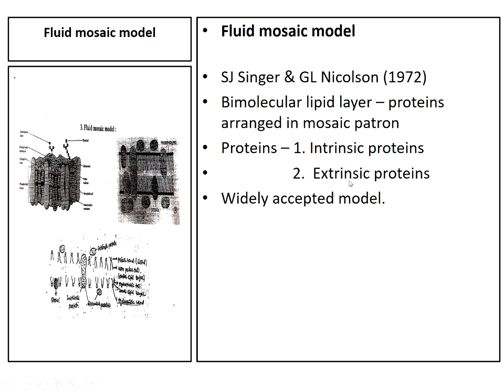Next, the second one is the extrinsic proteins. These are the extrinsic proteins. They are also called peripheral proteins. They are soluble and easily dissociated from the membrane. They are not fully embedded in the membrane, so we can easily remove these proteins. So this is regarding the fluid mosaic model.